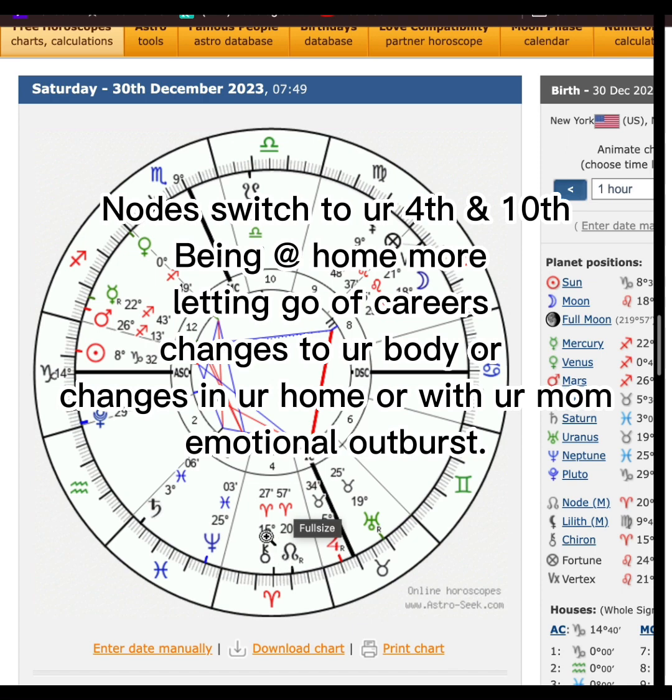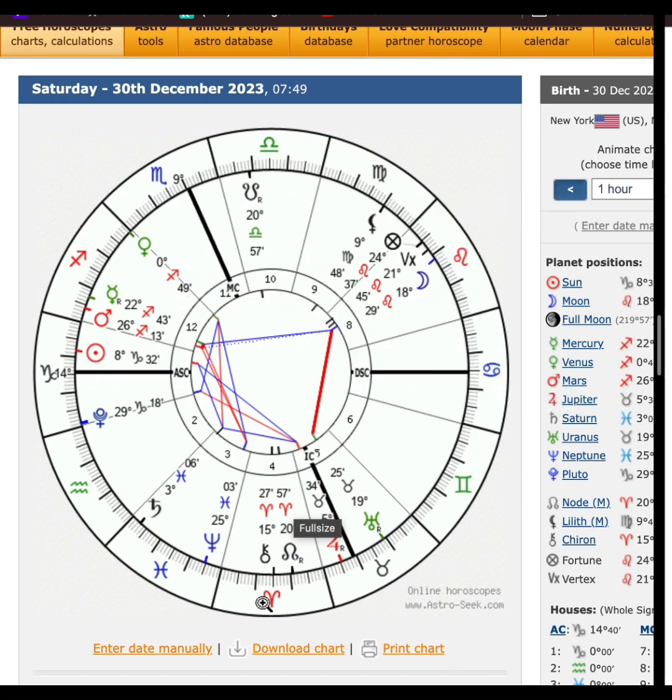Now the nodes are switching into your 4th and 10th house, and the North node will be in your 4th house. You should definitely take care of your body a lot more. It will be bringing a lot of changes to your family as well. The ruler of your 2nd and the 4th, there could be some expansion, like new people, like having children, or changing how you eat. Some of you have to do some type of surgeries, because that's what the North node in the 4th house brings. Now the South node is telling you to get away from old jobs.